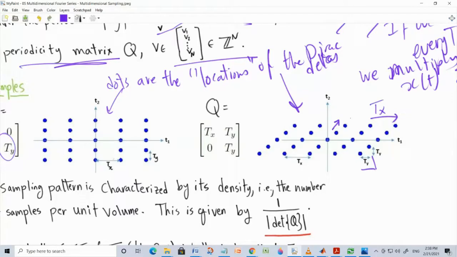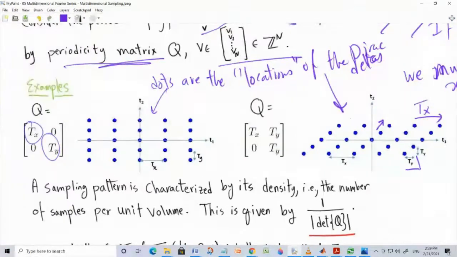In 1 dimension, the Dirac deltas are a train of Dirac deltas. The only thing that you can change is the separation between the Dirac deltas, and that's it, which means, how often will you sample? Every second, every millisecond, or what?